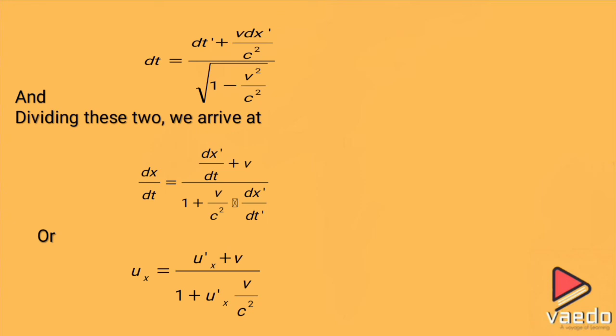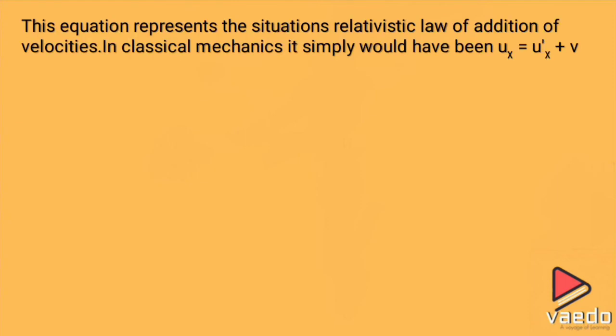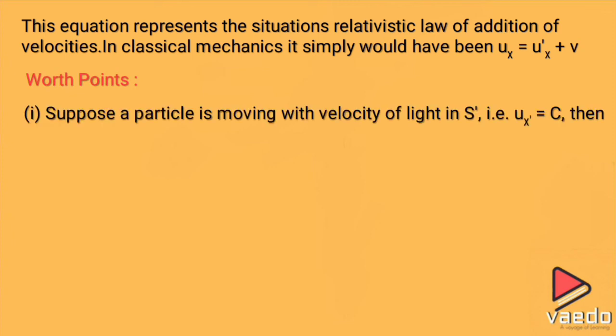So at final stage, we have the formula for transformation, which is actually ux equals ux prime plus v over 1 plus ux prime v over c square. Now we have some important points of this case.